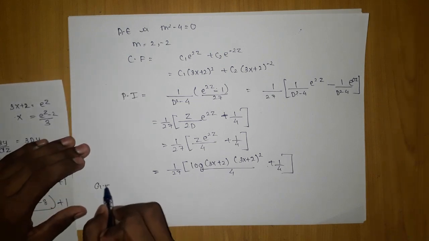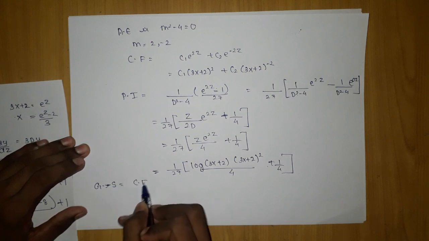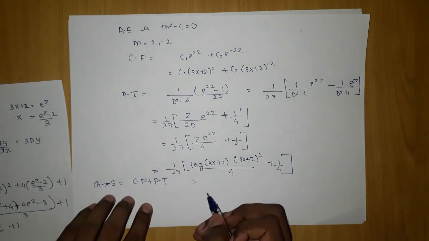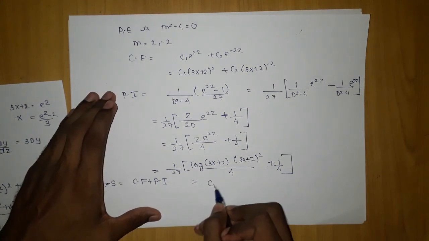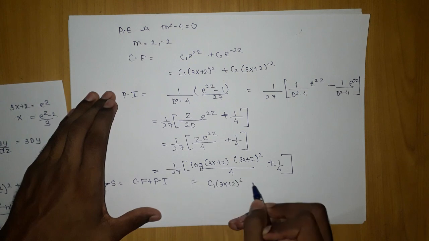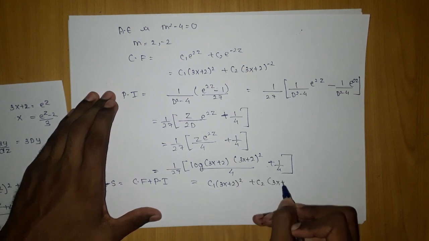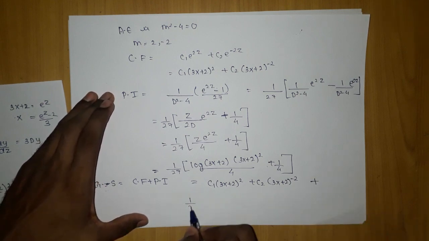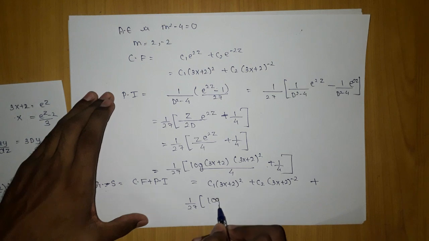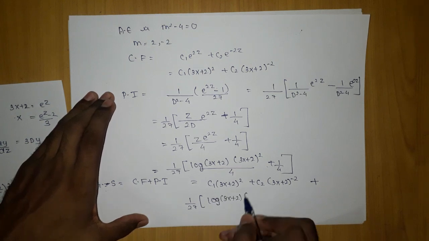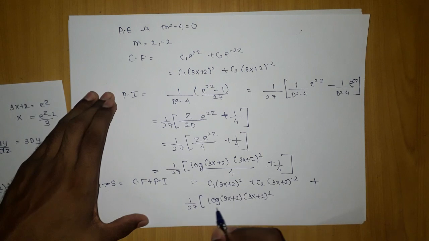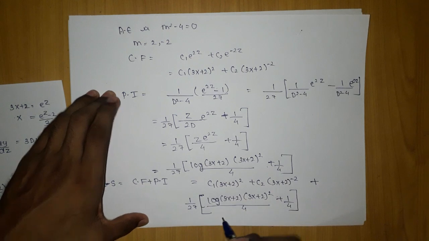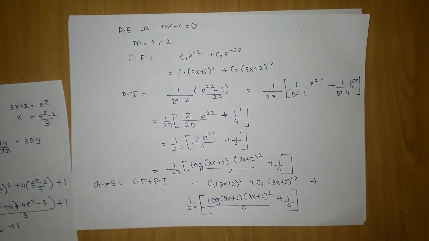Now the general solution is a combination of complementary function plus particular integral. If we substitute the things, we are getting c1 (3x plus 2) the whole square plus c2 (3x plus 2) power minus 2 plus the particular integral. The particular integral is 1 by 27 bracket log (3x plus 2) into (3x plus 2) the whole square by 4 plus 1 by 4, bracket close. So we are getting this as our final answer.